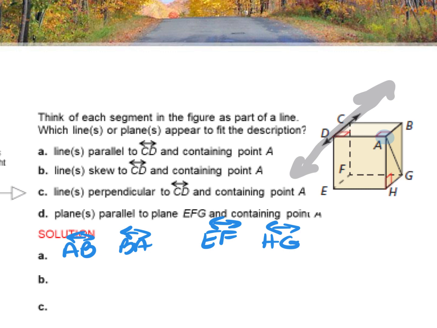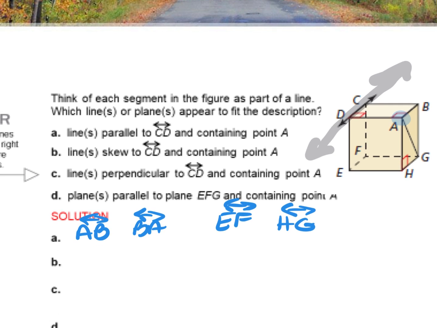Next, they want us to find a line skew to CD. That includes point A. Can someone find one skew? Good. AH is a line that's skew. Anybody see another one? So he said AH. Okay, AG. Good. Perfect. Would also be skew.